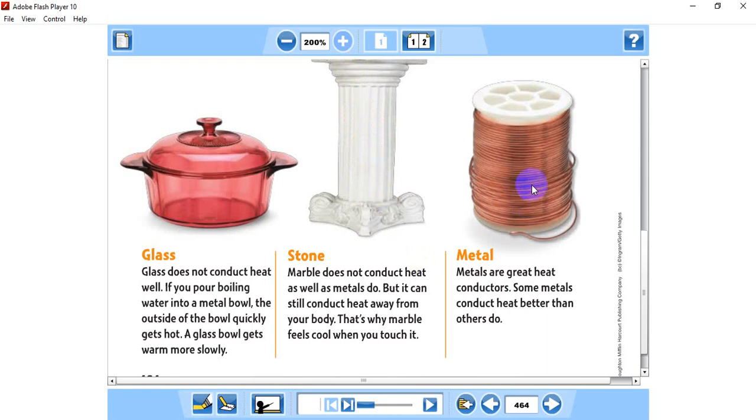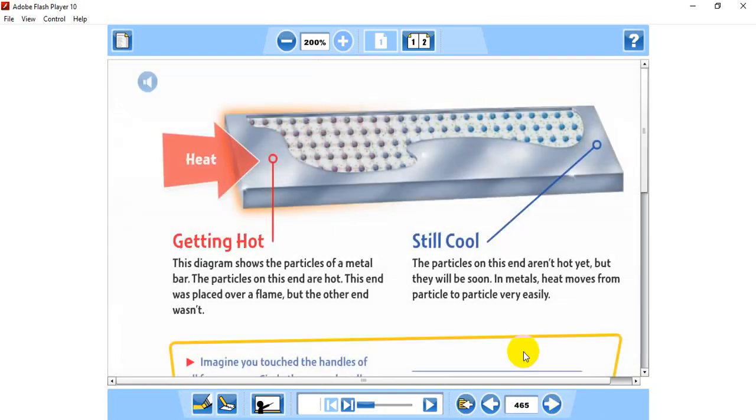The metals are great heat conductors, because they are materials that conduct heat better than others do. So for that reason the particles of the metal here, or the copper here, vibrate much better than the marble and the glass. Okay, let's go to the next page and we will see more. This iron bar here is an example of what exactly? Of metal. Okay, the iron bar or metal bar is an example of a conductor.